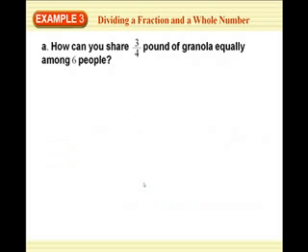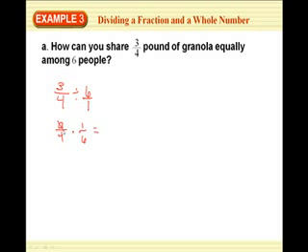How can you share 3/4 pound of granola equally among 6 people? Remember, when you share stuff like that, you would divide. So you have the granola and you're going to divide it up amongst 6 people. So the first thing says write everything as fractions. 3/4 is a fraction. 6 will make it 6 over 1. So we go. First fraction stays the same. Change division to a multiplication.